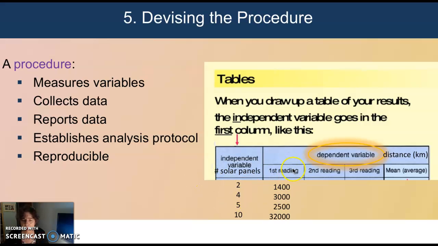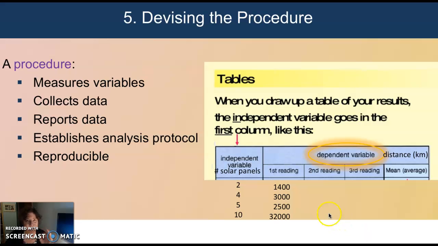So let's say you have 3 probes, okay? For this one probe, I'm 1/3 of the way through my experiment. For 2 solar panels, that probe went 1,400 kilometers. Then for 4 solar panels, that probe went 3,000 kilometers. For 5 solar panels, something happened. The probe only went 2,500 kilometers. Something happened there. But that's okay, because you're going to get a second reading from a second probe and a third reading from a third probe, and you're going to look for outliers in your data.